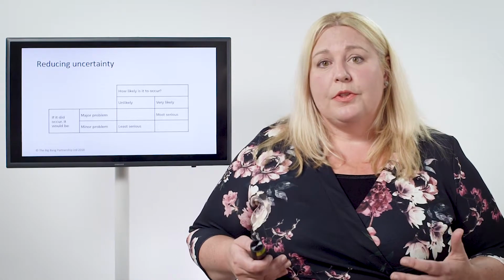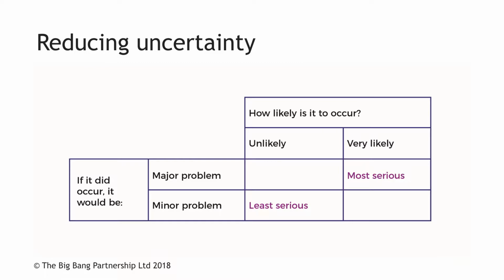I really recommend using the bulletproofing technique for this, and here's a visual that will help you do that to reduce uncertainty. So anything that you think is a particular risk, you decide firstly how likely is that risk to occur.